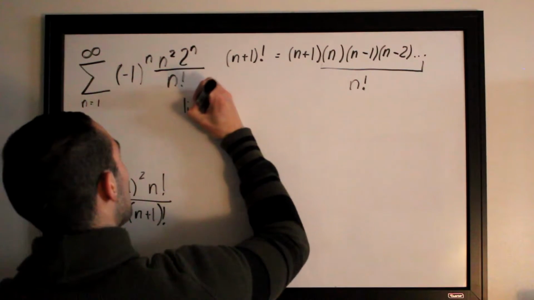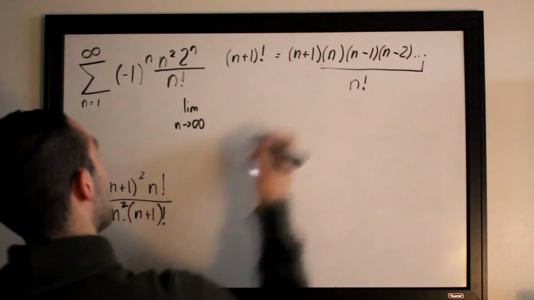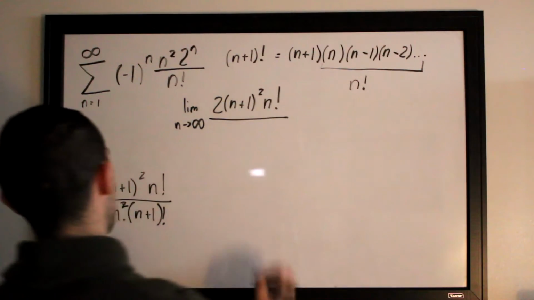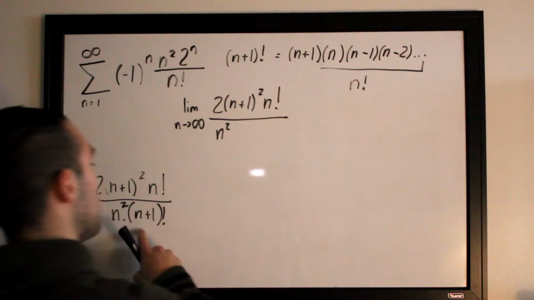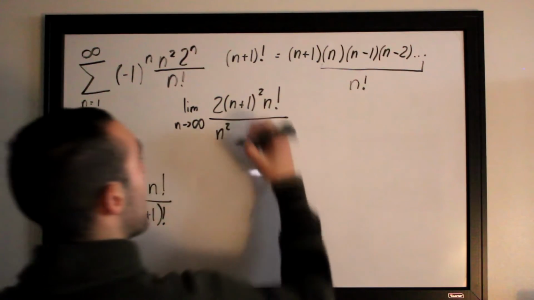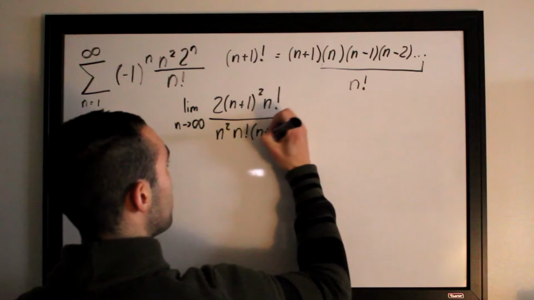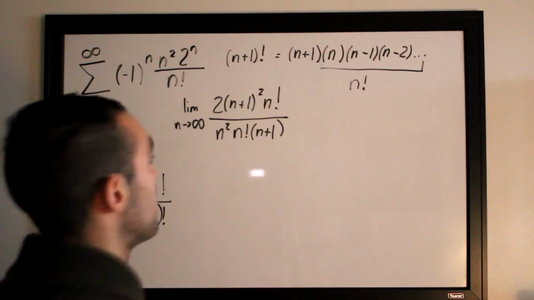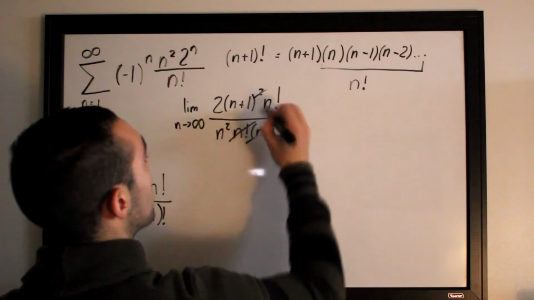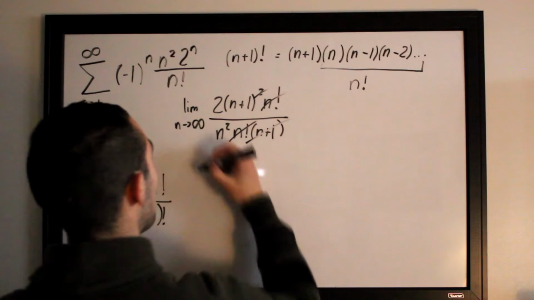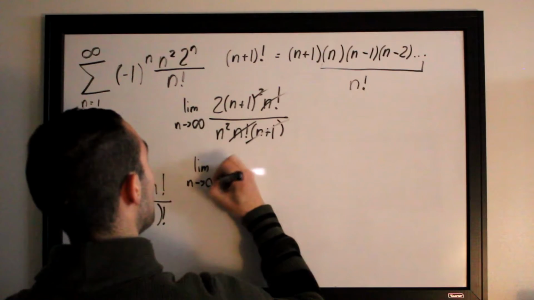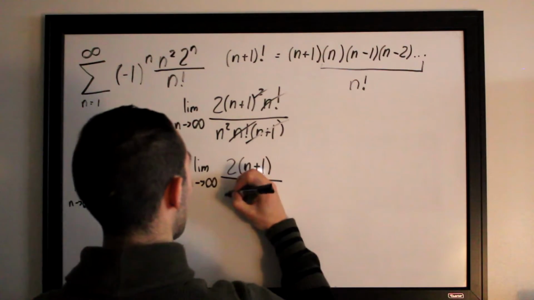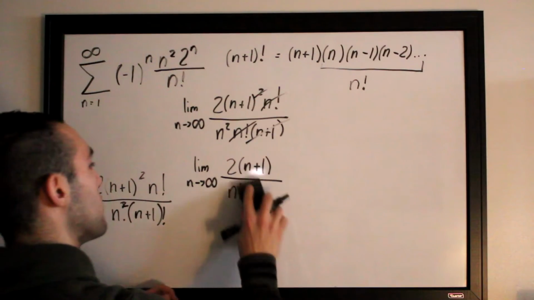So this becomes the limit as n approaches infinity for 2 times (n+1)^2 times n factorial over n^2 times (n+1) factorial, which can simply be rewritten as n factorial times (n+1). So now we can cancel out a common factor of (n+1) in the numerator and the denominator. So this will cancel out with this, and the n factorials will also cancel each other out. So all we're going to be left with is the limit as n approaches infinity for 2 times (n+1) over n^2. Oh, not n factorial, n^2.